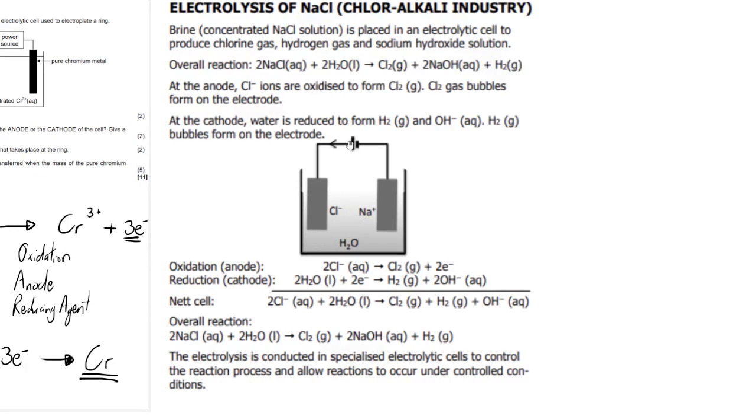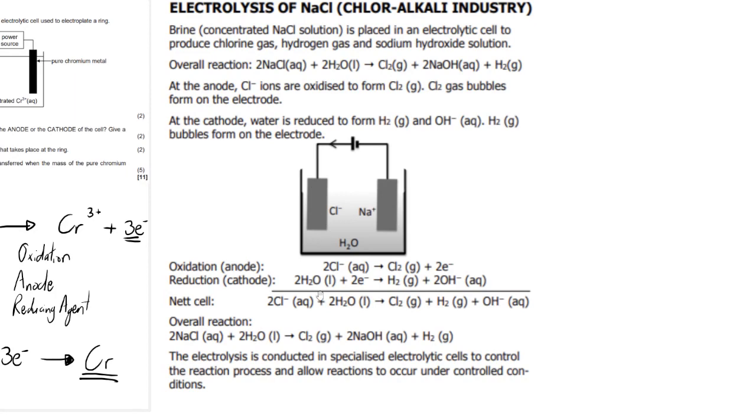On the positive side of this battery, we have the positive side going over to what we call the anode, and the negative side becoming the cathode. On the anode side we have oxidation taking place. The positive side of the battery is pulling those electrons away from the chloride ion, and so the chloride ion loses its electron and becomes Cl2 gas, losing those 2 electrons.